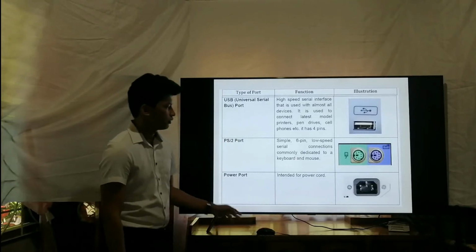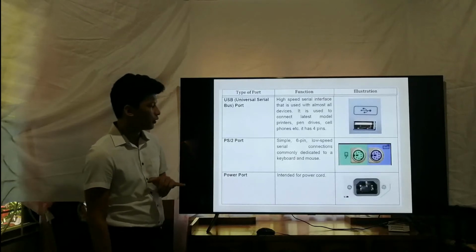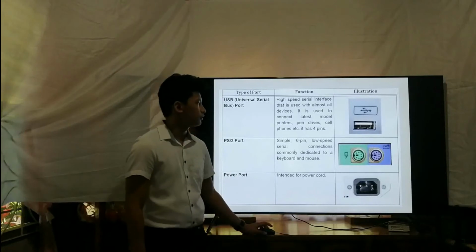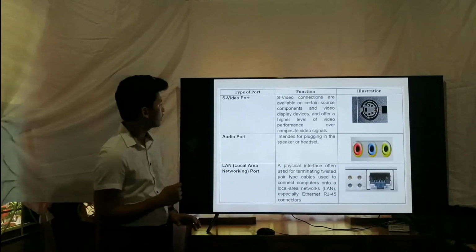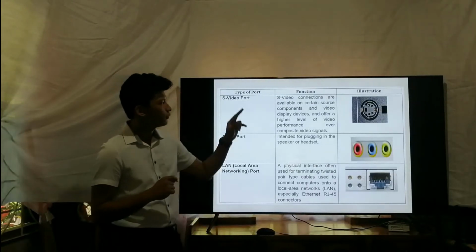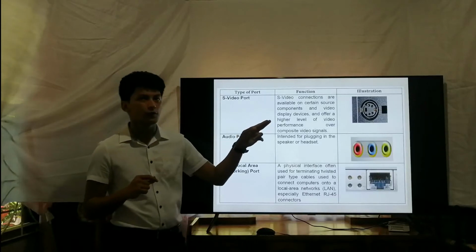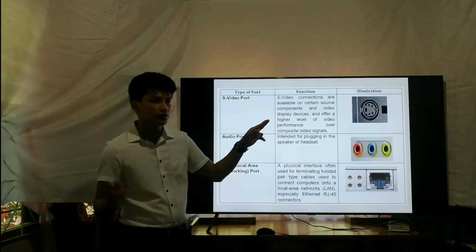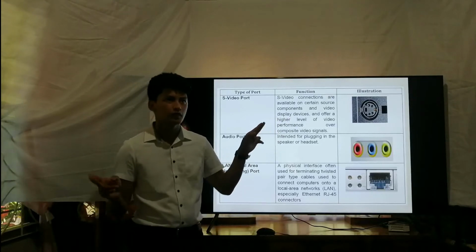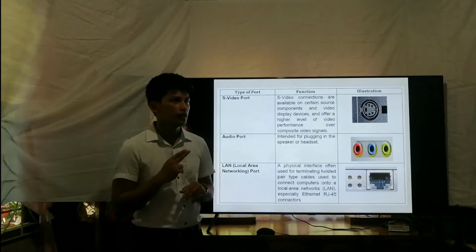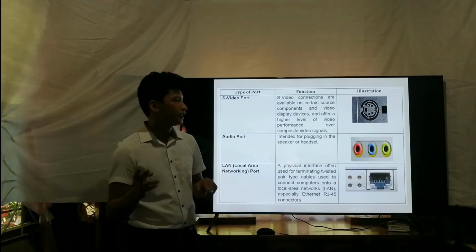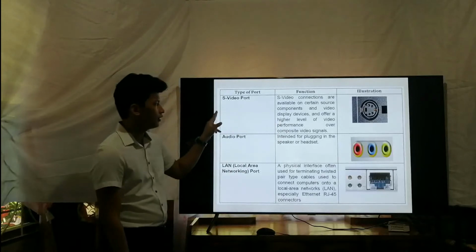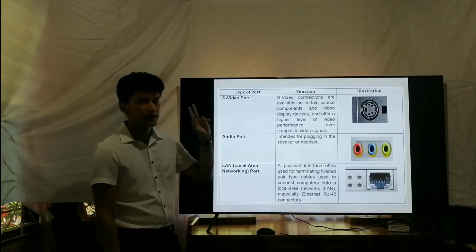So, of course, the power port. The power port is for the power supply. Is that clear? Okay, the next one is the video port. We use this for the older design of TV, so this is also a phased out model.